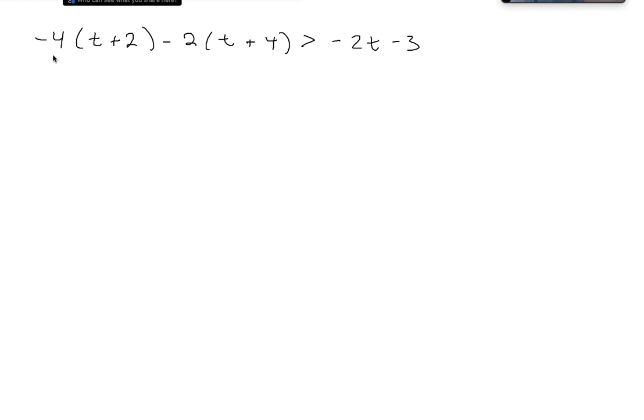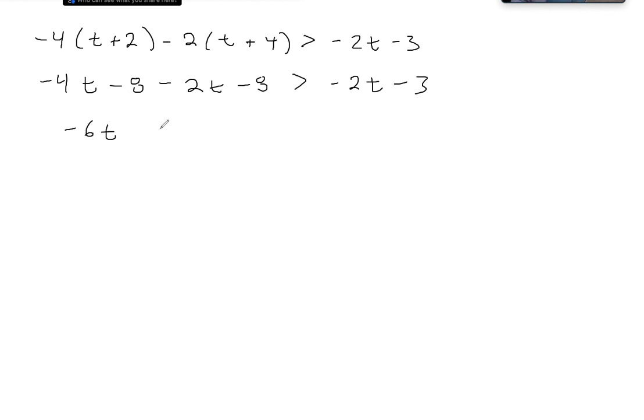Okay, so for this one, kind of the same idea. We're going to distribute, and let's see where that gets us. So this would make negative 4t and then negative 8 minus 2t and then minus 8 again. That's going to be greater than, see, it's another one of those negatives. I wonder if that's what's getting you. 2t minus 3. So we'll put those together and collect some like terms here.